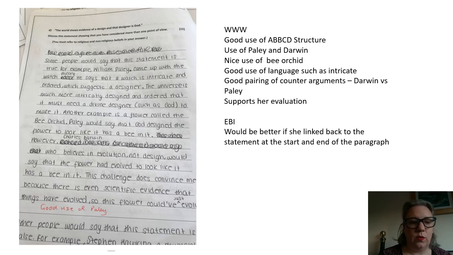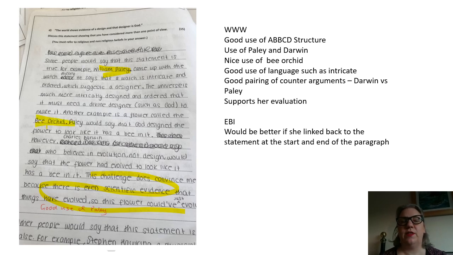This candidate has also referred to Paley and then has criticised Paley by referring to Darwin. I was trying to find it there, but I think Darwin comes in perhaps at the end here. Nice use of the bee orchid when talking about something that could either be designed or show evidence of evolution. Also, nice use of language, so using the word intricate, for example, when talking about William Paley's claim that the universe is so intricate it must have been designed.